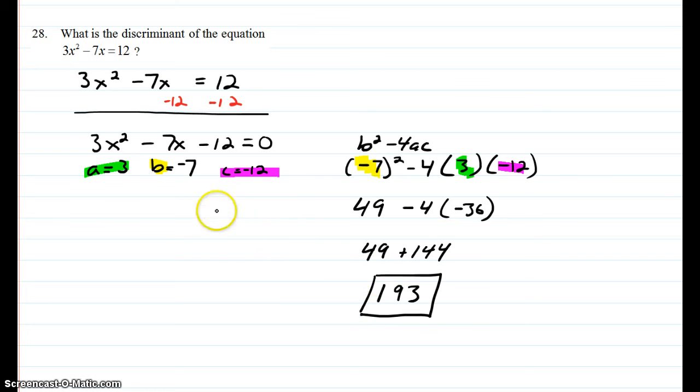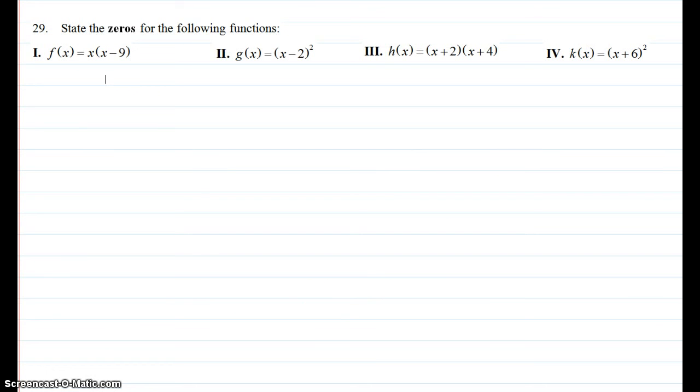So if the question asks how many solutions does it have, this one would have 2 real solutions because our answer is positive. Alright, 29, state the zeros for the following functions. So you can go ahead and just make these things equal 0.